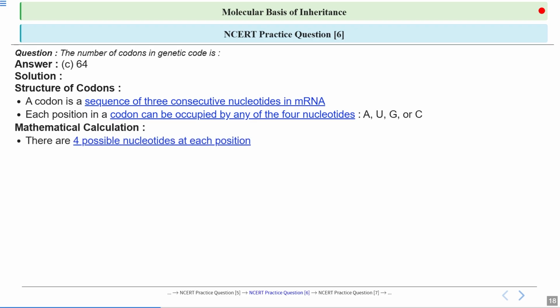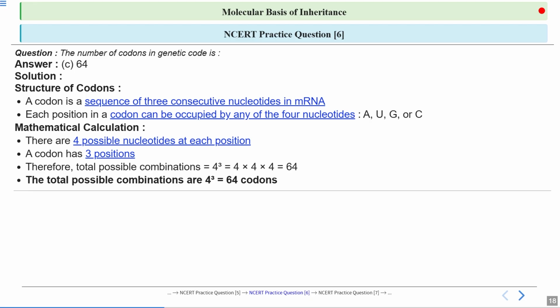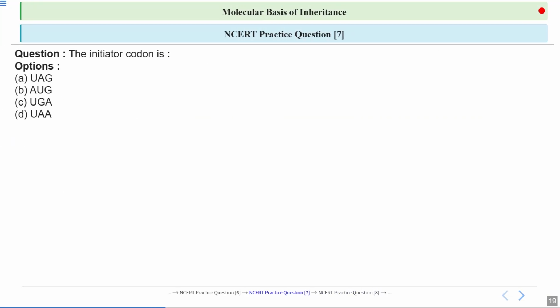Now how can you calculate 64 codons? There are 4 possible nucleotides at each position. The codon is made up of only 3 nucleotides, but we have 4 possible nucleotides which can be present at each position. The codon has 3 positions, so this means 4 raised to the power 3, which is 64. These are the total possible combinations of codons. These 64 codons code for 20 amino acids.